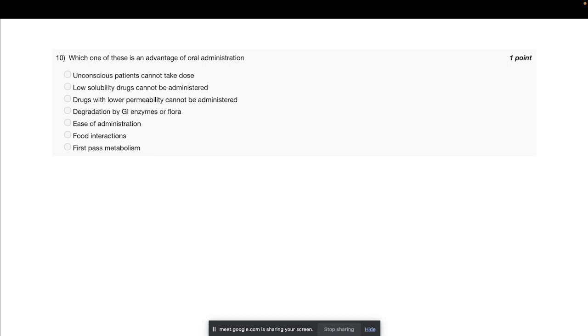Last question was, which one of these is an advantage of oral administration? Amongst the options listed here, the only advantage of oral administration is ease of administration. It is very patient compliant. Everything else is actually a limitation of oral administration.